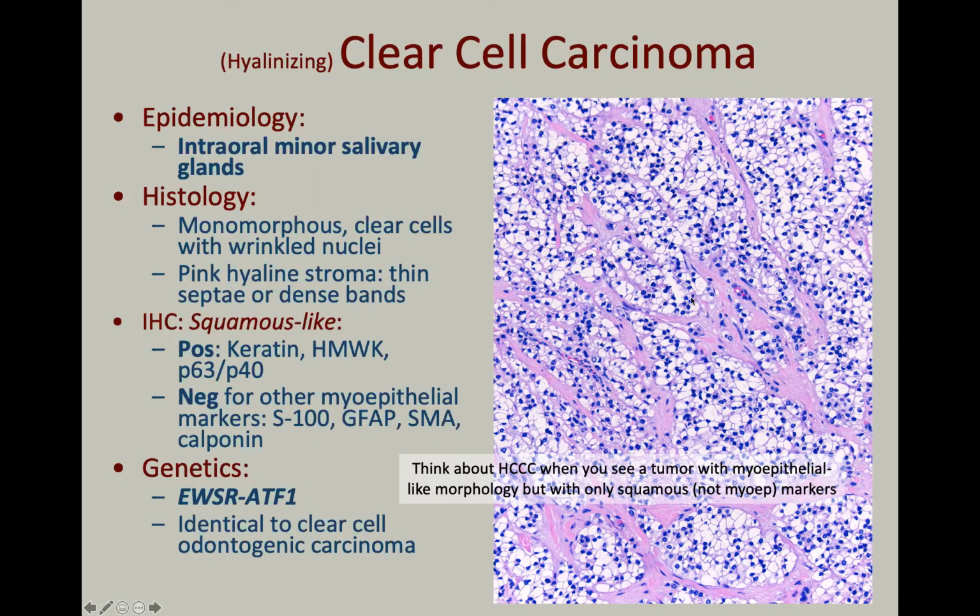So basically, it looks like it could be a myoepithelial carcinoma histologically, but stains like a squame. That's clear cell carcinoma. These have EWSR1-ATF1 gene rearrangements. That's in fact identical to clear cell odontogenic carcinoma that arises in the jaw.